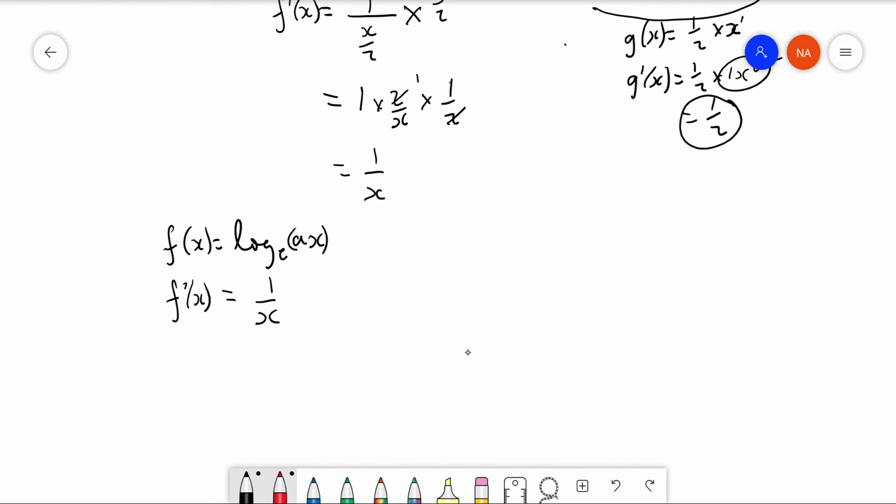And that's because f dash of x, so I'm going from there to there now, is equal to 1 over the ax multiplied by the derivative of the inside part. The derivative of ax is a, so they always cancel out, and you just get 1 over x each time, which is kind of amusing, I think. Anyway, that's how you do that one.